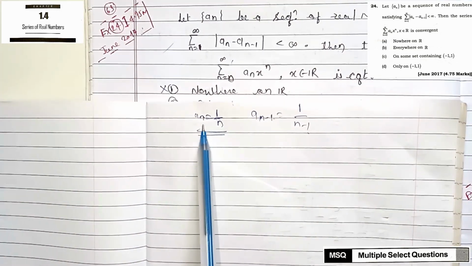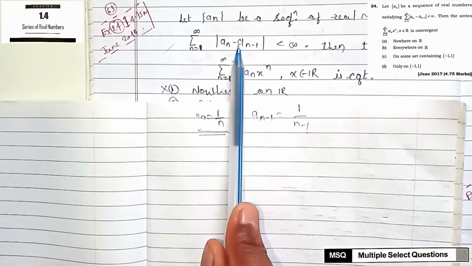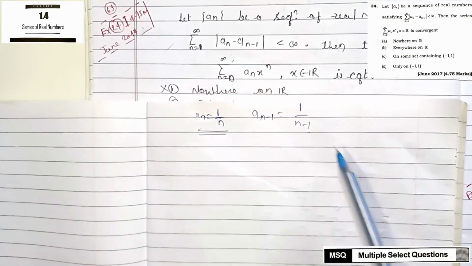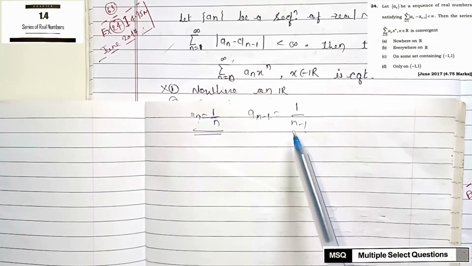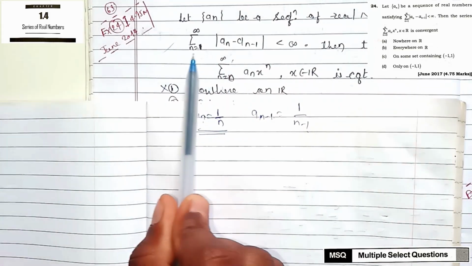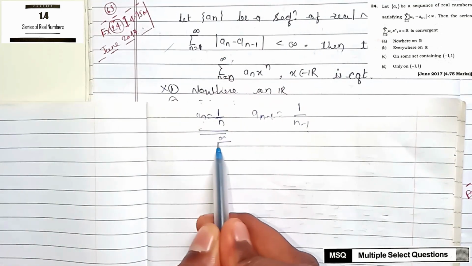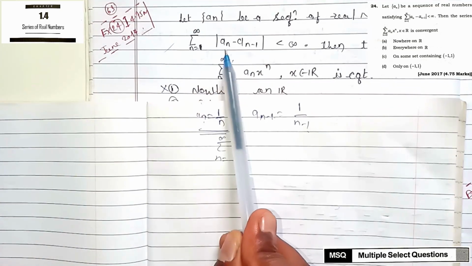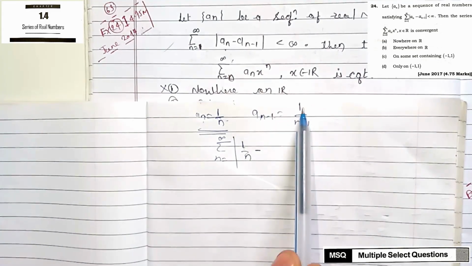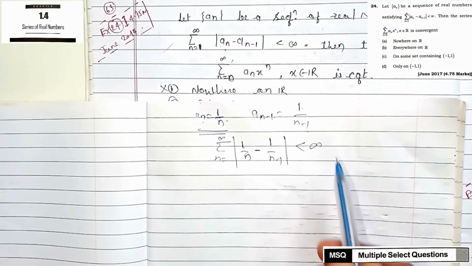Now let's verify whether this sequence a_n holds the property that the sum from n equal to 1 to infinity of modulus of a_n minus a_(n-1) is smaller than infinity. Then we'll check whether the series is convergent or divergent on R. So here we write the sum from n equal to 1 to infinity of modulus of 1 upon n minus 1 upon n minus 1, and we have to check whether it is smaller than infinity or not.